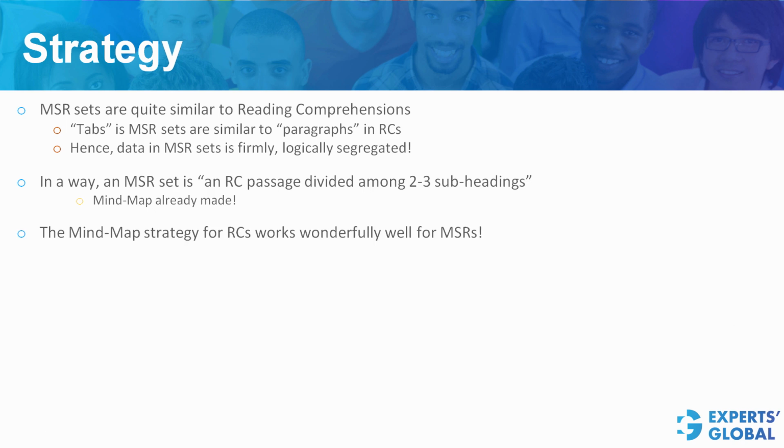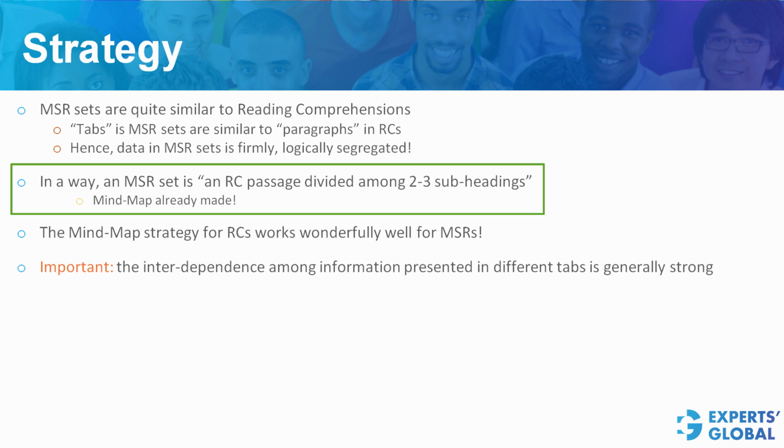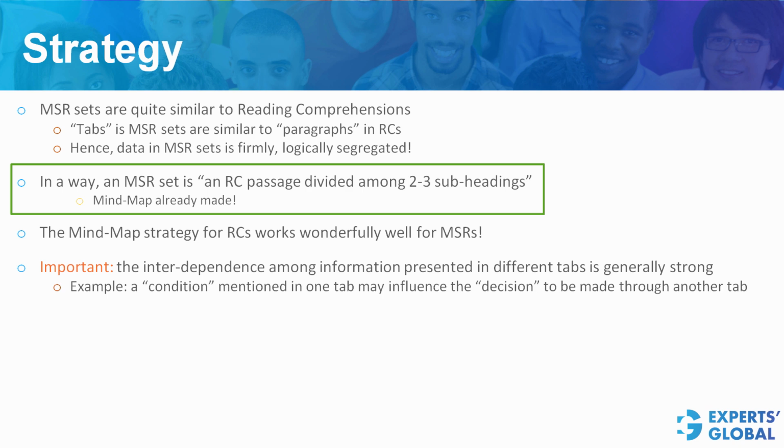You must have seen our video on the mind map strategy for solving reading comprehensions on the GMAT, and the same strategy works very well for MSR questions because, as I said, the mind map is practically there in the form of the headings of the 2 or 3 tabs in the set. However, an important observation is that the interdependence among information presented in the different tabs is generally very strong. For example, a condition mentioned in one tab may influence the decision to be made through the information presented in another tab. So you have to be very careful about this interdependence among the tabs.